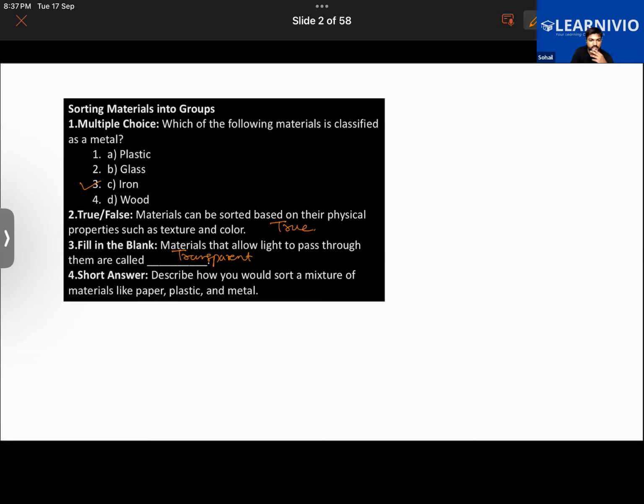Khadija? Yes, sir. It's in fact simple, by the way. Think about this, guys. How will you be separating the mixture of paper, metal, and plastic?